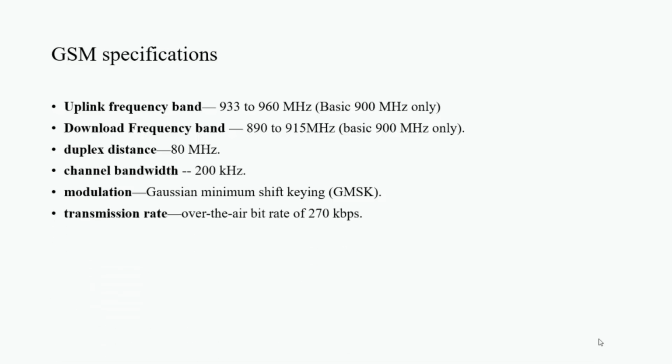We can transfer 270 kilobits per second of data over the air. As it is a digital system, we can specify this transfer rate over the air in bits per second. The access method used by GSM is TDMA, time division multiple access, whereas in AMPS, FDMA, frequency division multiple access, is used as the access method. The benefit of using TDMA is that 8 users can access a channel at the same time.